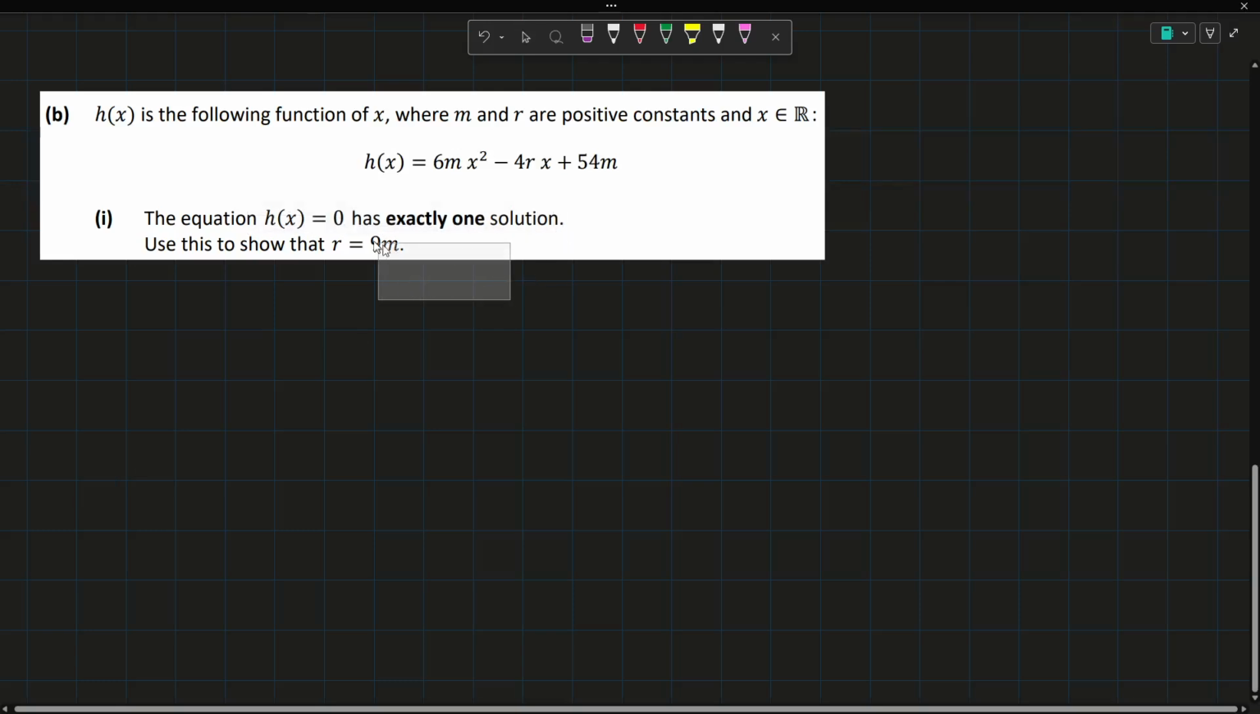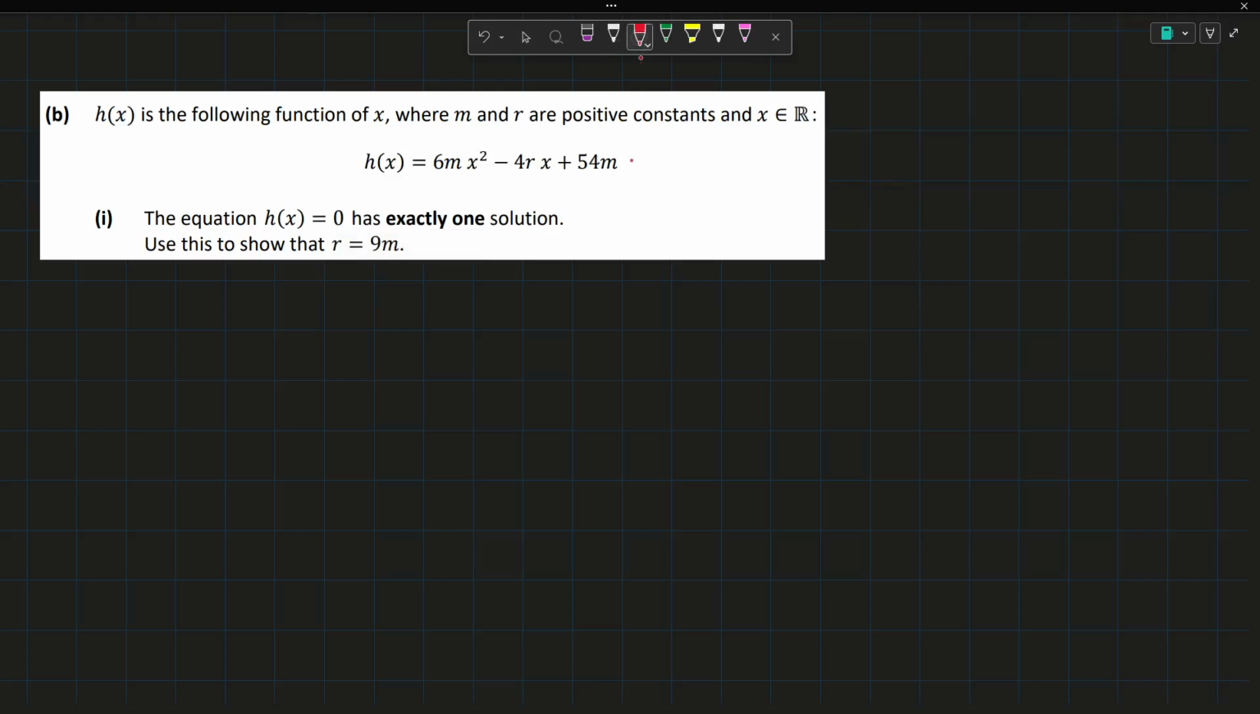has one solution. Show that r is equal to 9m. That seems really confusing, but remember that if this thing's equal to 0, that's just a quadratic. So you can just use the quadratic formula. x will be minus b plus or minus the square root of b squared minus 4ac all over 2a.